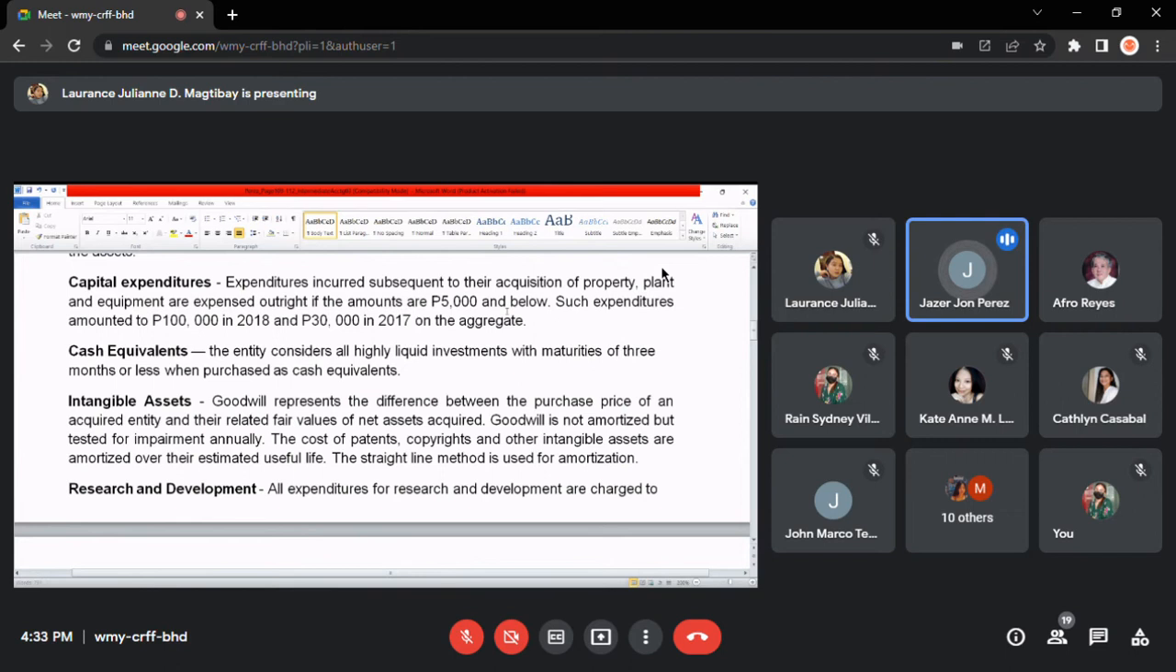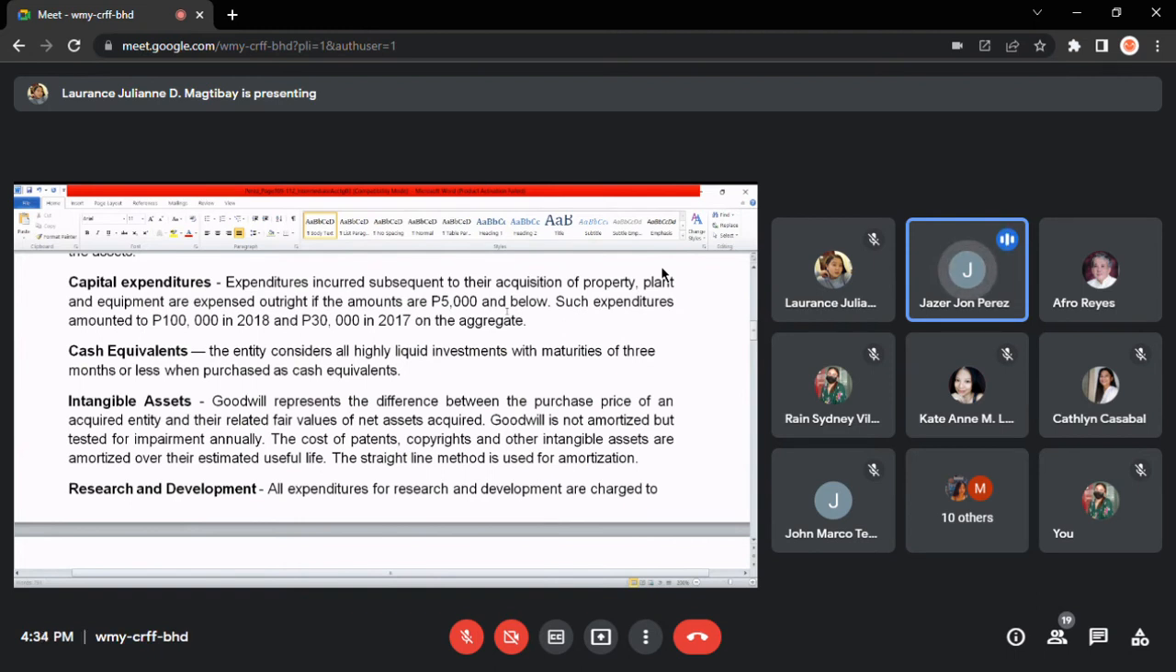For the cash equivalent, the entity considers all highly liquid investments with maturities of 3 months or less when purchased as cash equivalents. For intangible assets, goodwill represents the difference between the purchase price of an acquired entity and their related fair values of net assets acquired. Goodwill is not amortized but tested for impairment annually, taon-taon. The cost of patents, copyrights, and other intangible assets are amortized over their estimated useful life. The straight line method is used for amortization.